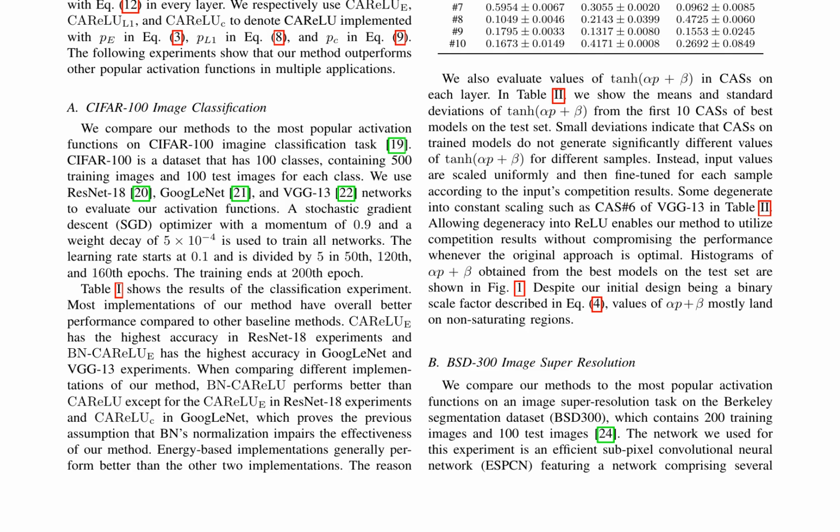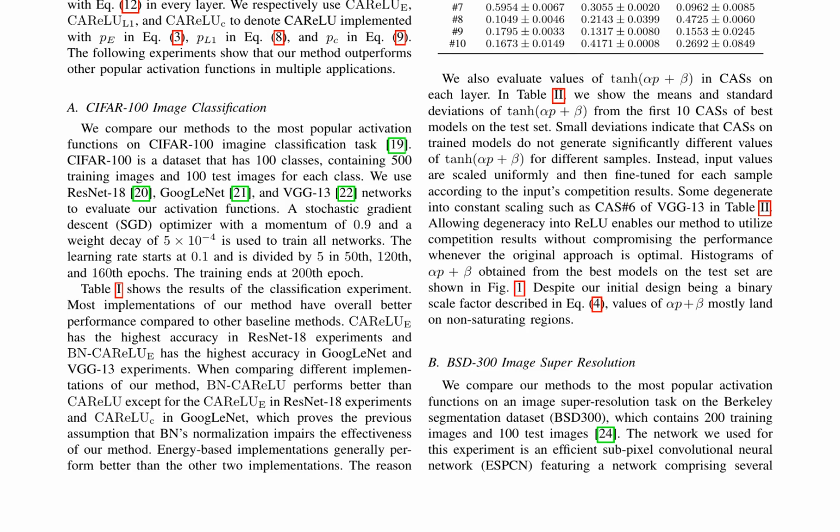An analysis of the values of tanh, alpha p plus beta, in CAReLU reveals that they do not generate significantly different values for different samples. Instead, input values are scaled uniformly and then fine-tuned for each sample according to the input's competition results. This allows CAReLU to utilize competition results without compromising performance when the original approach is optimal.